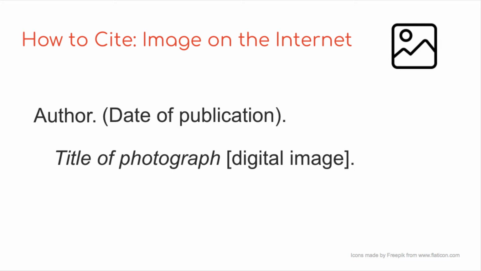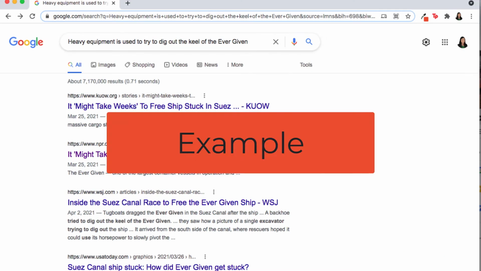And that is to help the person looking at your resource to distinguish whether it's a digital image or map or a video recording, just so they're clear what the format is. Next, you're going to have the title of the website, and then last, you're going to have the URL. Let's look at an example.